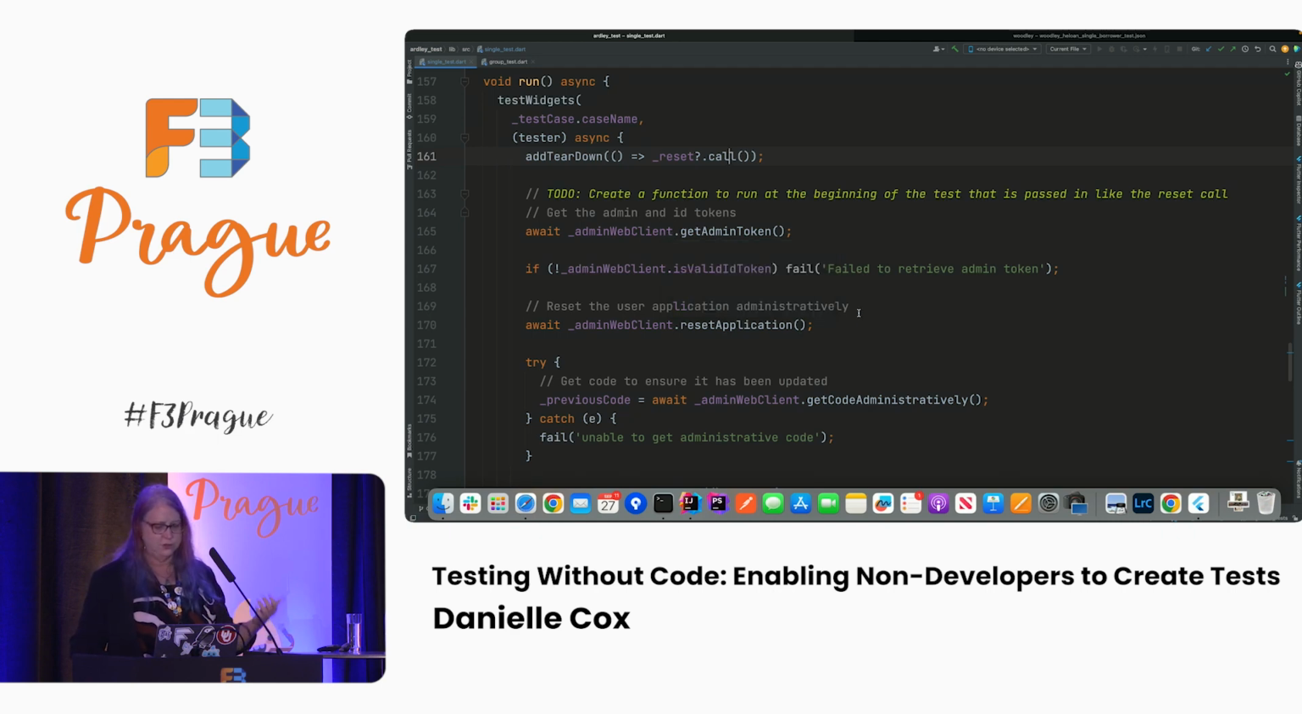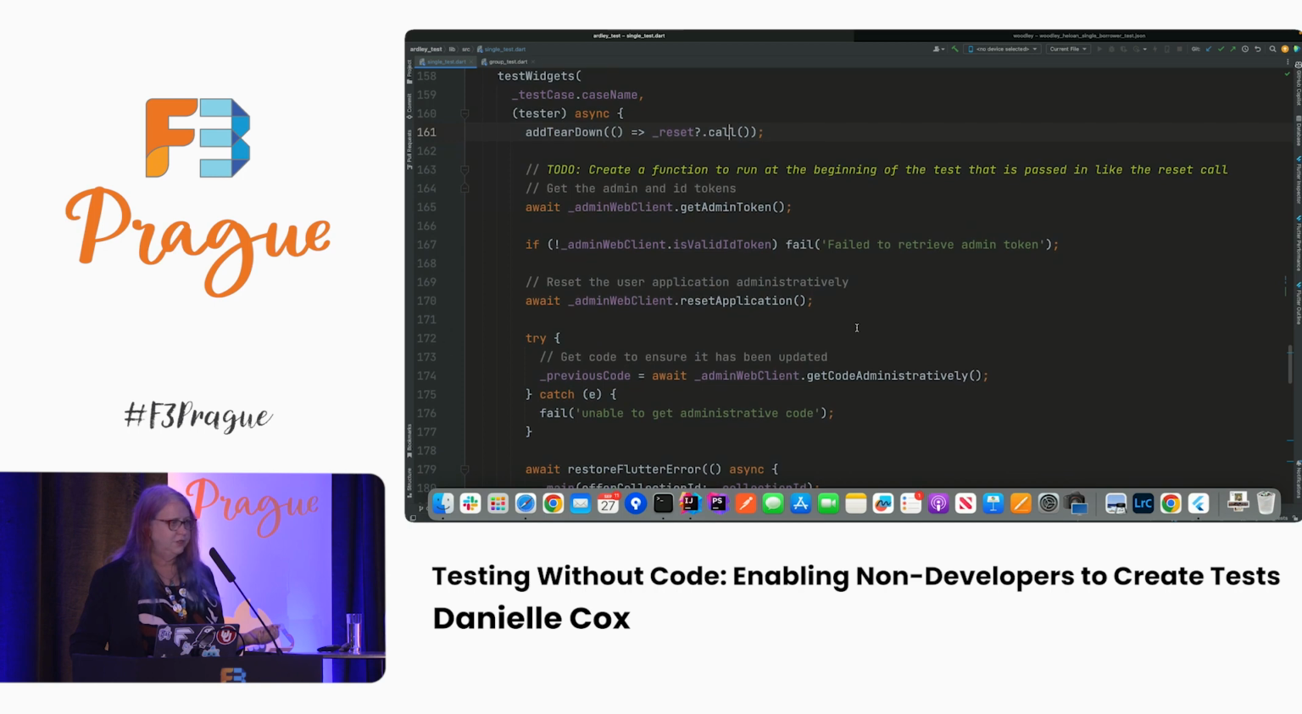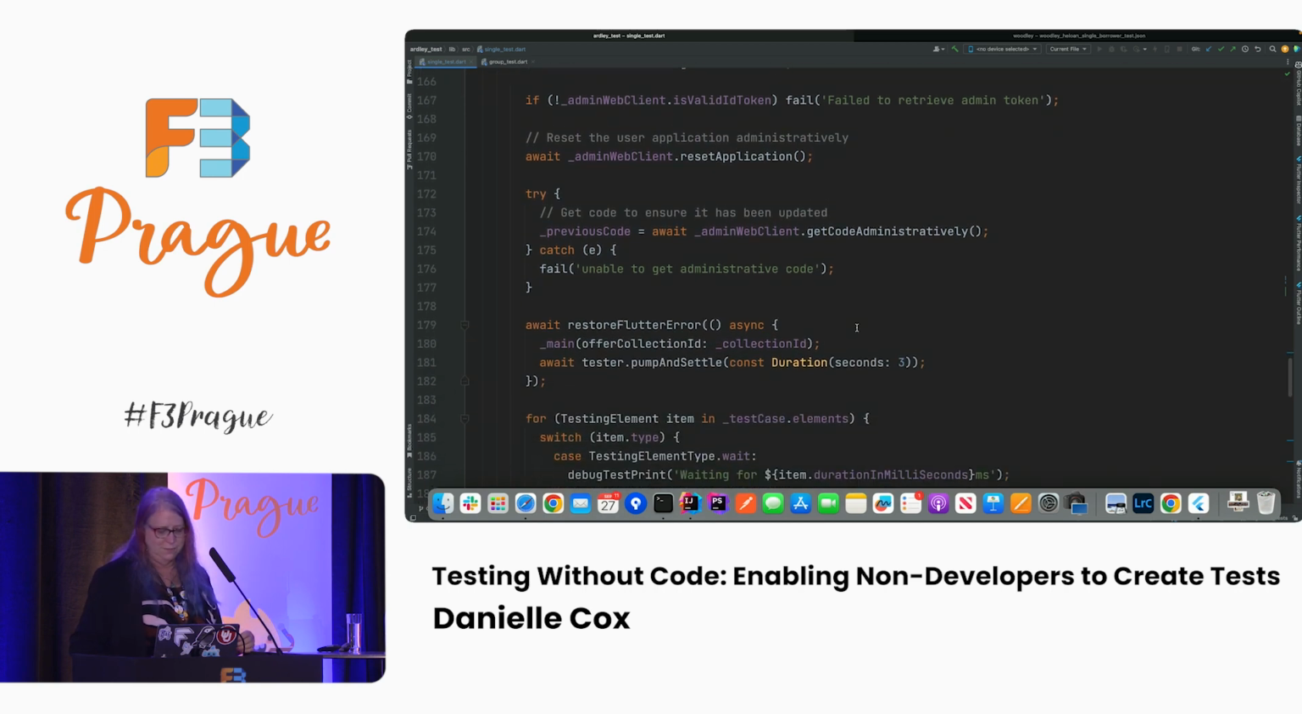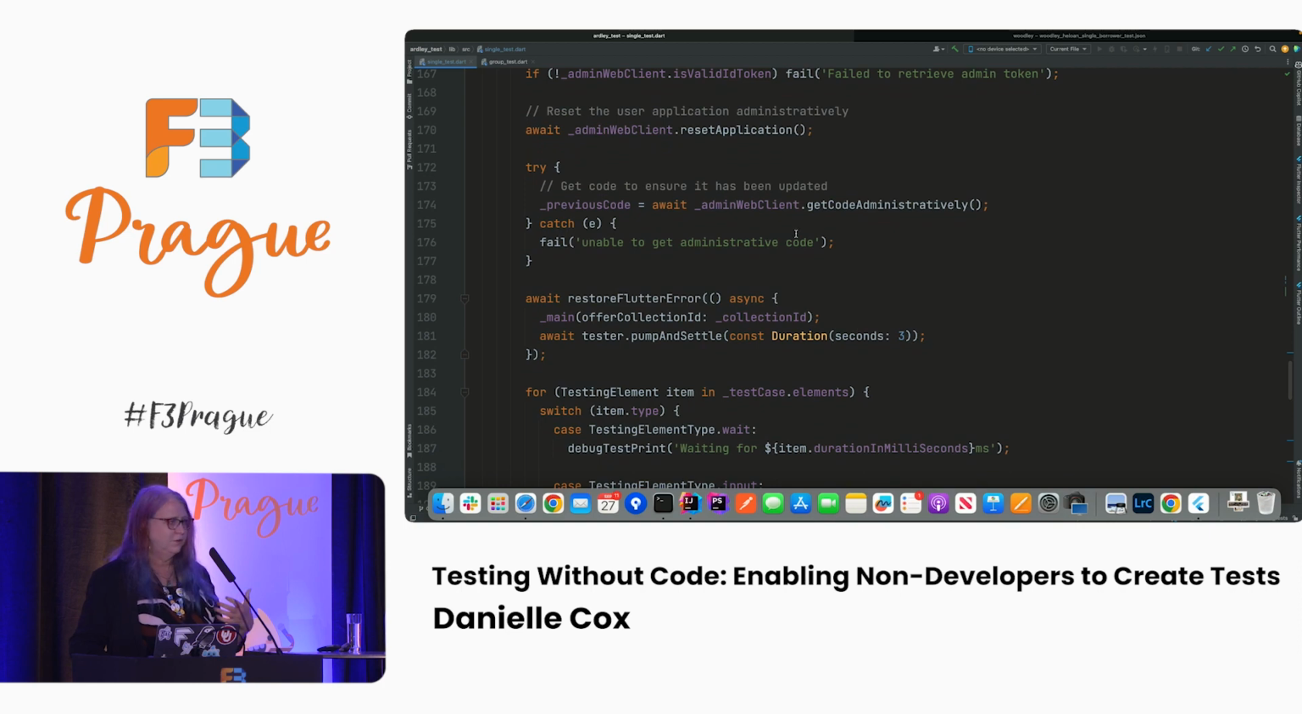So I get the credentials here. I reset the application, which is that collection that we talked about, and then I just kind of deal with that code. The way I solve the race condition is before I even start, I say, what do you have for the code right now? I've got that value, so later on you'll see that I can use that value to tell that it actually has been updated. So I don't have to guess. I get to know then.